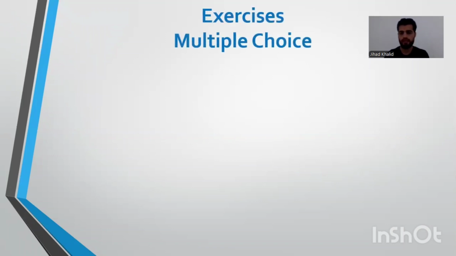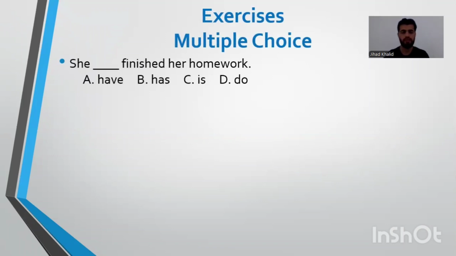Then we have exercises. First, we have multiple choice. It says, she blank finished her homework. She have or she has, she is, she do. So here you see that we have ed. It means this is past, this is present perfect, present perfect. So because our subject is singular, we should say has.